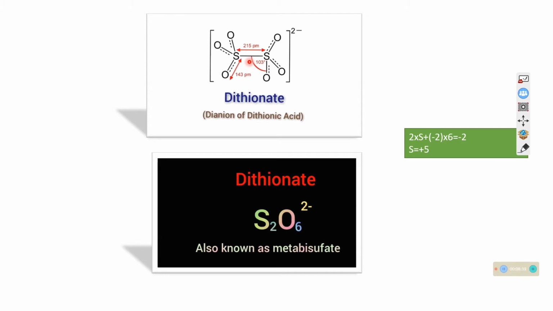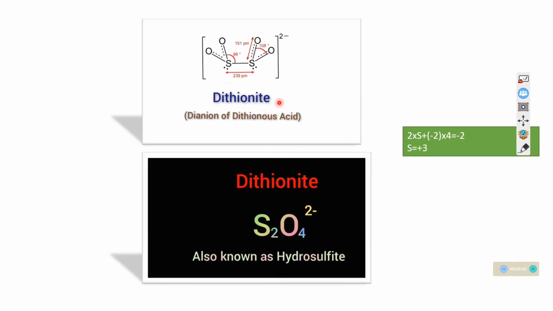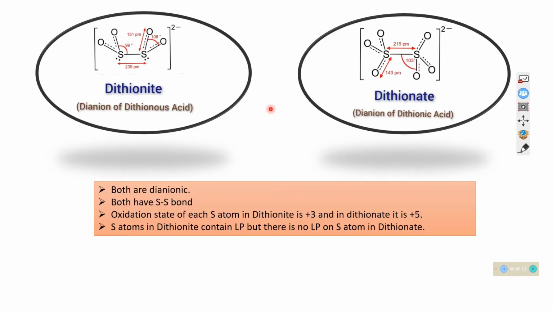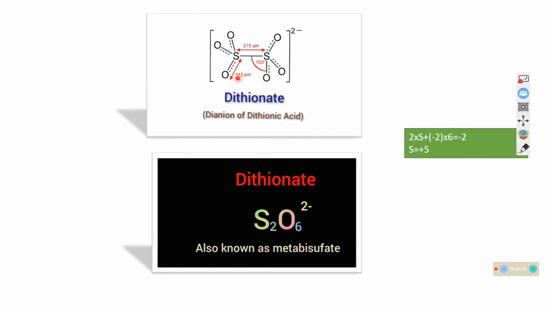The comparison between the structural features of dithionous acid and dithionic acid is applicable in the case of the dianionic species also, that is dithionite and dithionate. We just have to remember that the dithionite dianion came from dithionous acid, and the dithionate dianion came from dithionic acid.